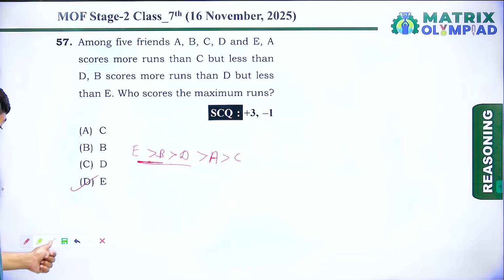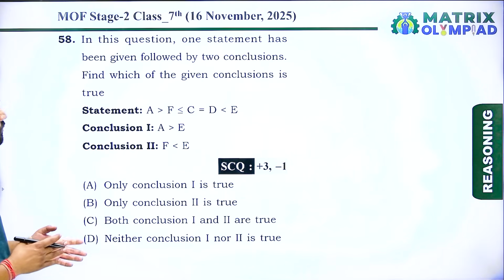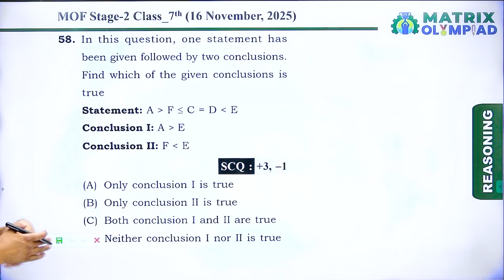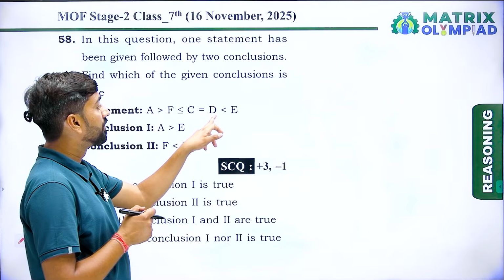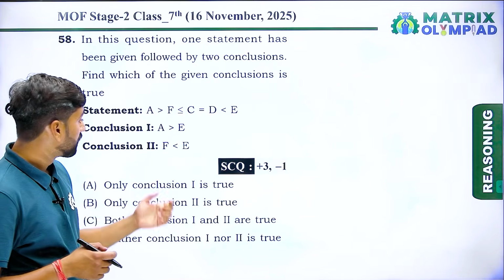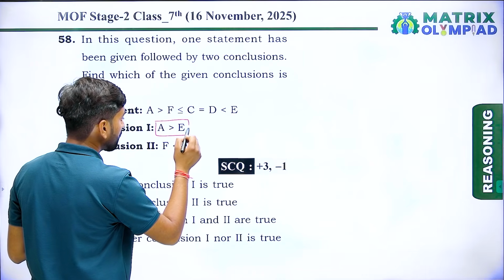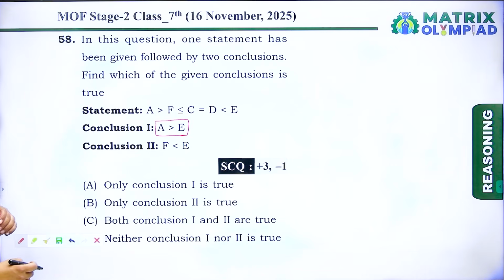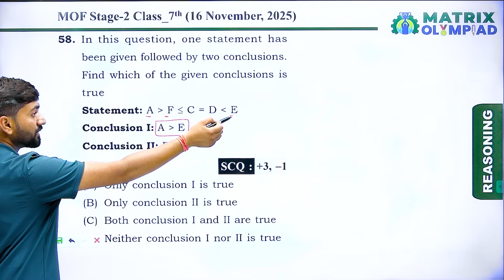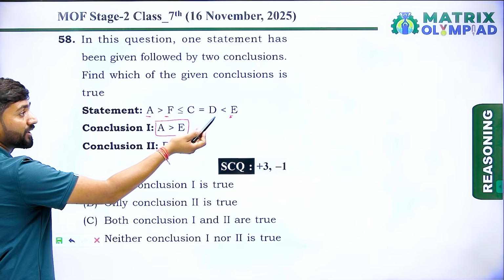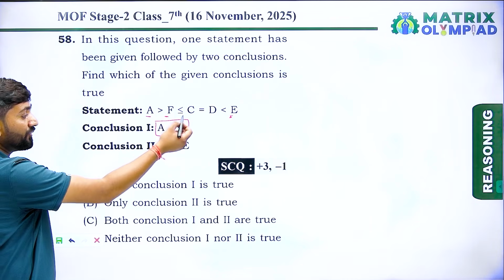Now moving forward, we have the next question, 58. In this question, we have two statements: A is less than F, F is less than or equal to C, and D is less than E. Now the first conclusion states that A is greater than E. If we check, A is greater than F but not E, because F is also less than E.